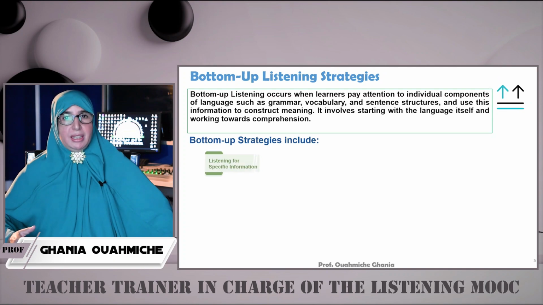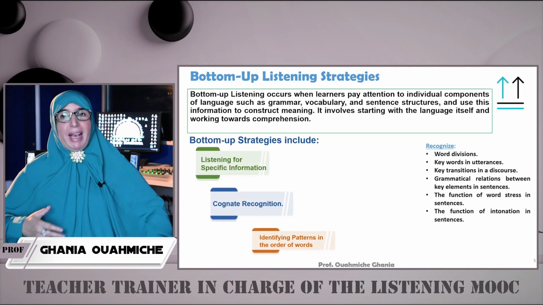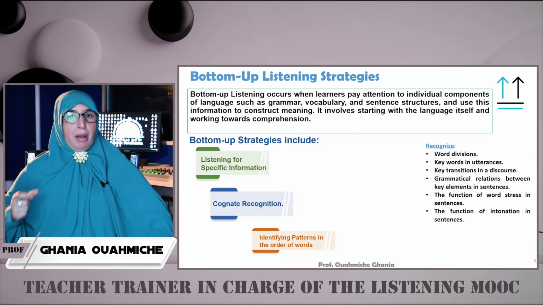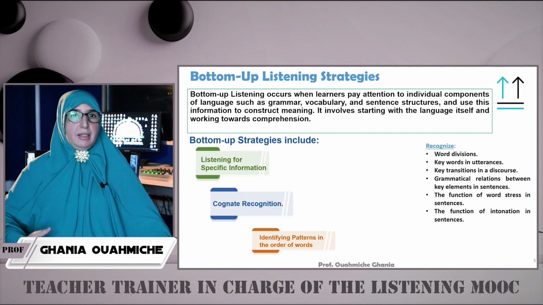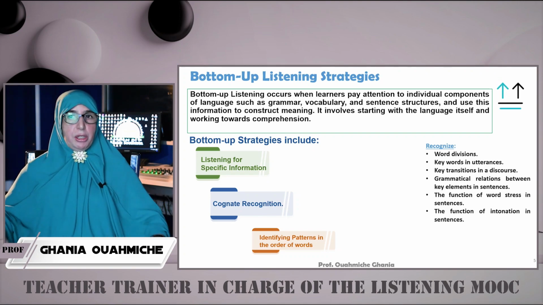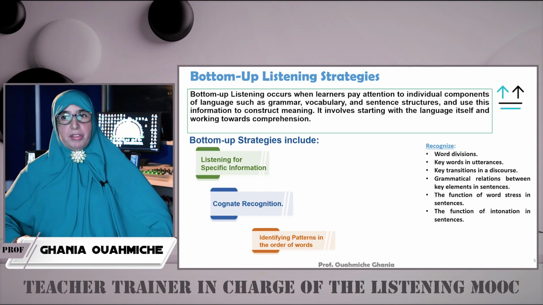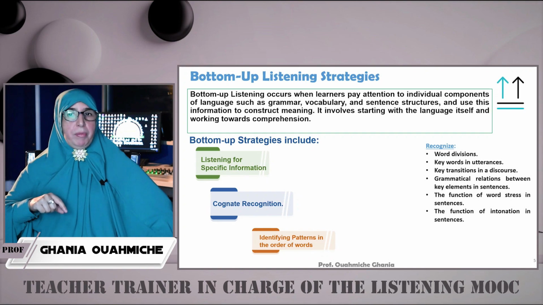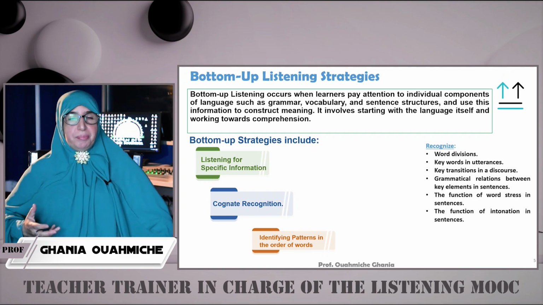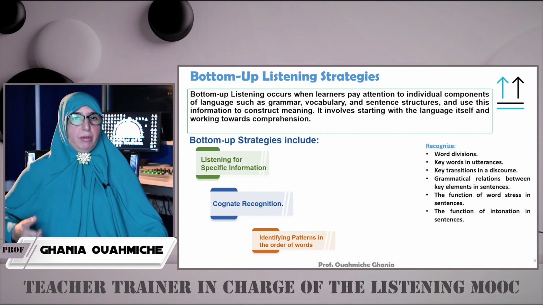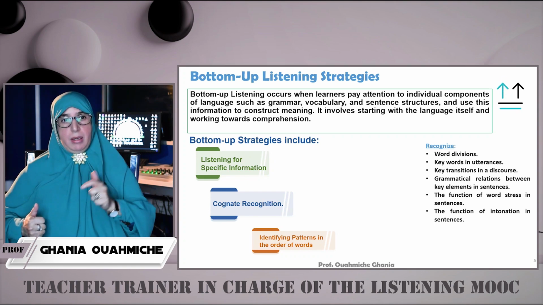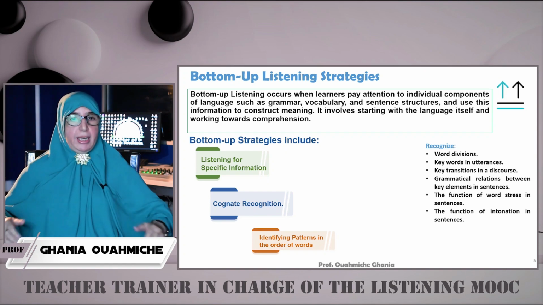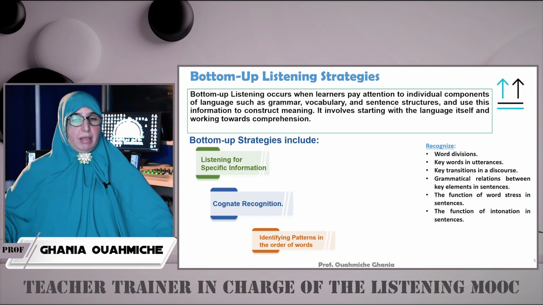Bottom-up listening strategies occur when you pay attention to individual components of language. It means the different levels of language, such as grammar, vocabulary, and sentence structures, and use this information to construct meaning. It involves starting with the language itself and working towards comprehension. Bottom-up strategies include, for example, listening for specific information. Be careful here. We talked about listening for the gist, which is rather different. Here, you listen for specific information. This is the other way around, the opposite.